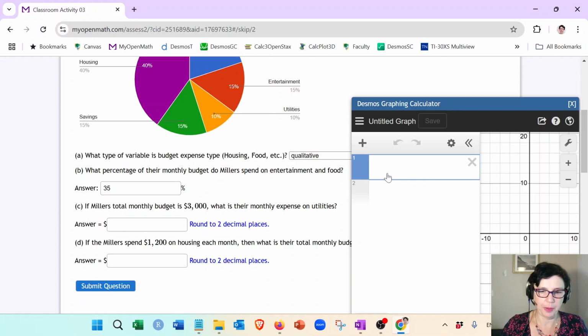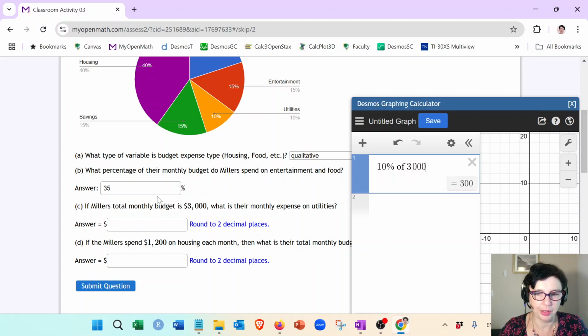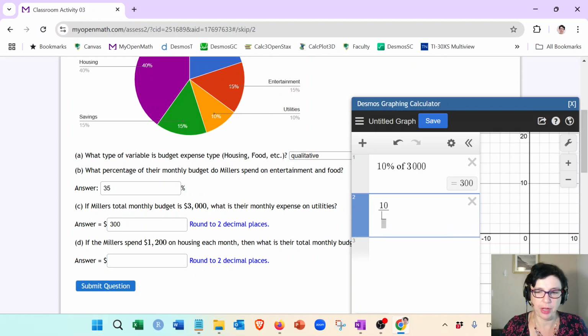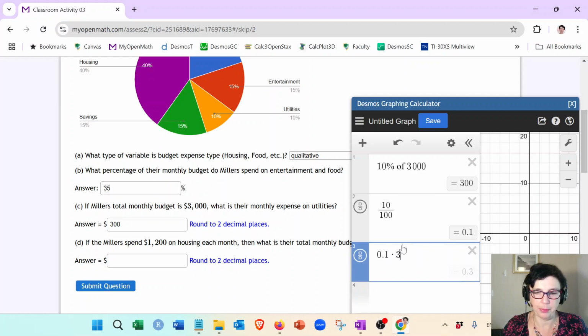Okay, so what we want to do is figure out what is 10% of 3,000. So what we'll type in Desmos is just 10%. And the moment you type percent, Desmos says 10% of what? And you just say 3,000 and it tells you that that's $300. Now, if you wanted to do this without a fancy calculator, you would have to convert 10% to a decimal by dividing by 100. That would be 0.1. And then you would multiply that by 3,000 and you would get the same answer.